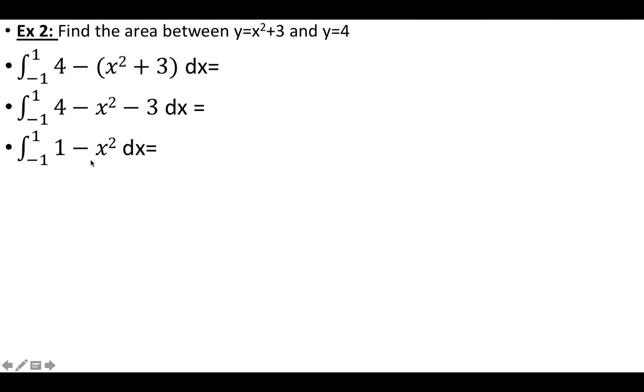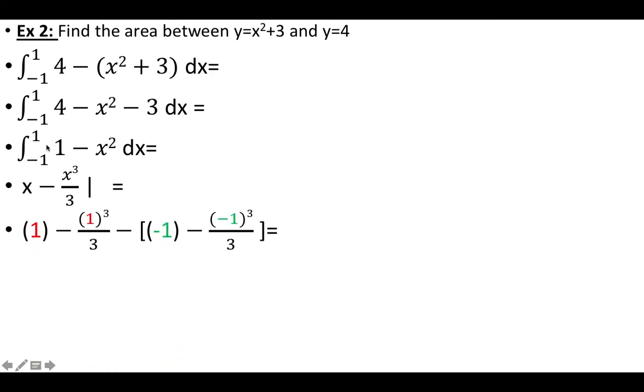Now let's take the antiderivative. Antiderivative of 1 is going to be x. Antiderivative of x squared is x to the third over 3. Now we're going to go ahead and plug in. We're going to do 1, and then we're going to subtract, and then plug in -1, like so. Be very careful. I recommend using brackets. Let's simplify our work.